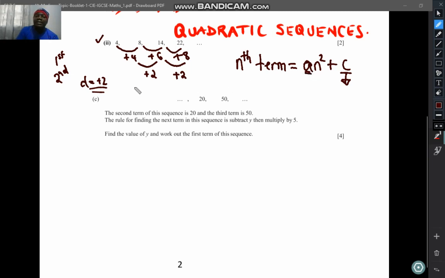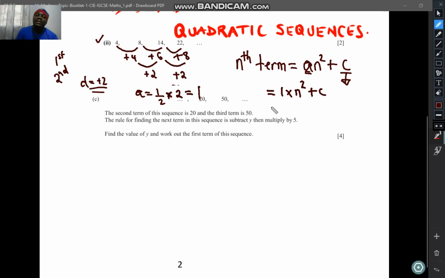This is what we need to use to find what A is. I stated earlier that A would just be half of D. D is simply equal to 2. So we're going to say half times 2, which gives us A equals 1. So our nth term here comes down to 1 times n squared plus C.